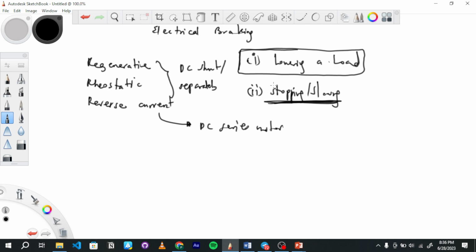Okay. So now let's take regenerative braking. As I said, please do the reading. I'll be doing more of the calculation, so do the reading. Okay. Now let's take regenerative braking.